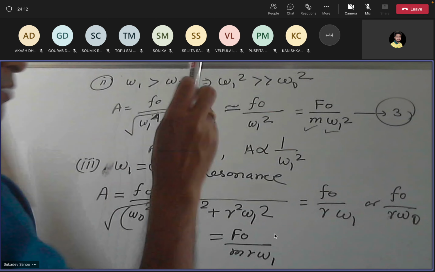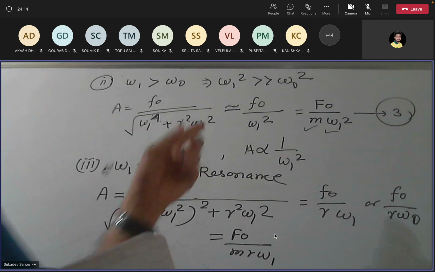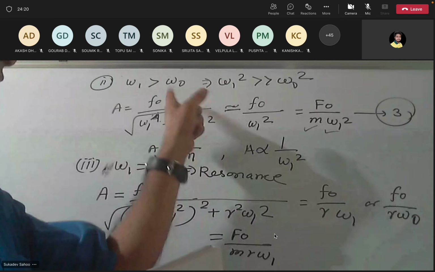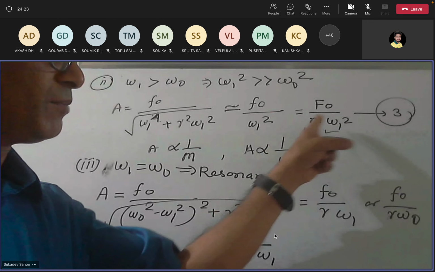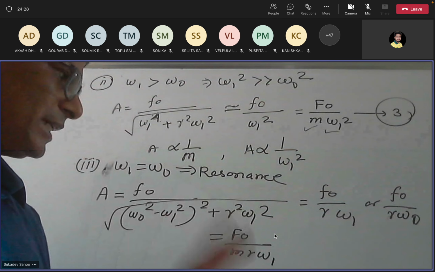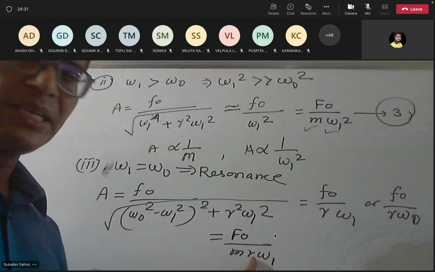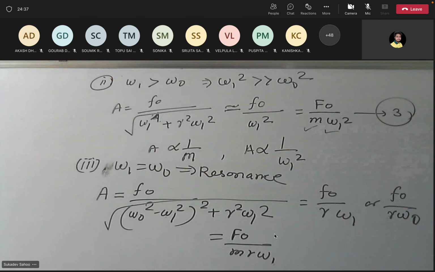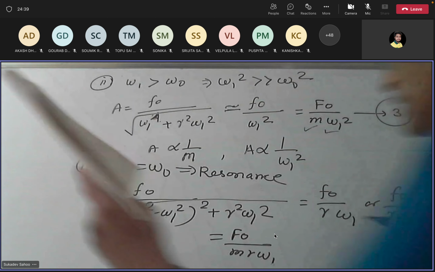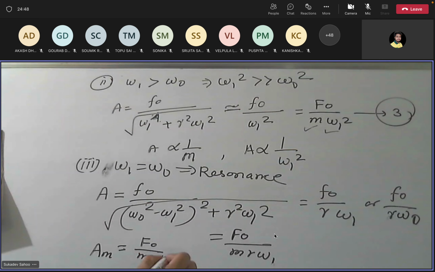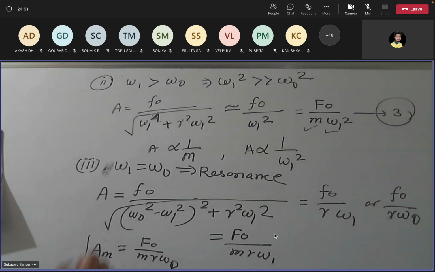So you will see that in case of low driving frequency, the amplitude does not depend upon m, gamma, omega 1. In case of a high driving frequency, it depends upon m and omega 1. In case of resonance, it depends upon all three parameters: the mass of the oscillator, the damping, as well as the frequency of the external periodic force. And what will be the value of the maximum resonance amplitude? We can write A maximum will be F0 divided by m gamma omega 1, or omega 0 as it is.